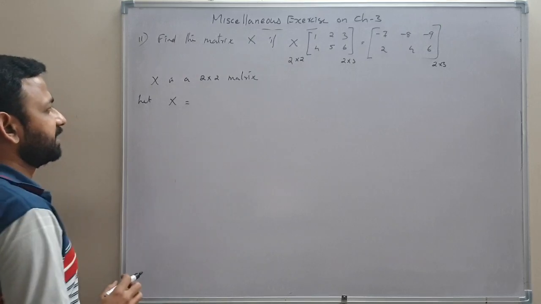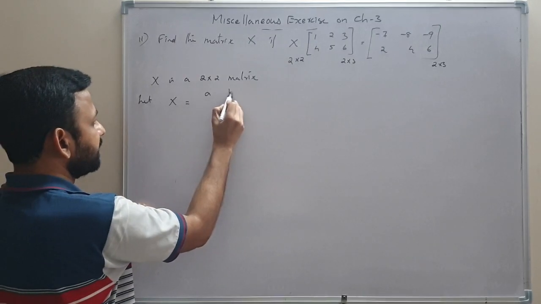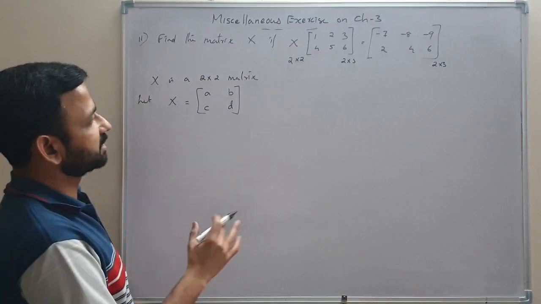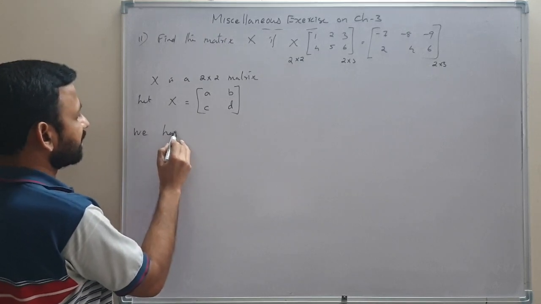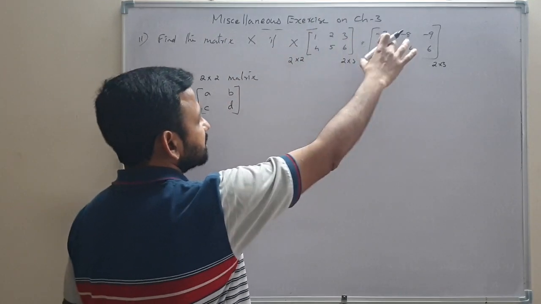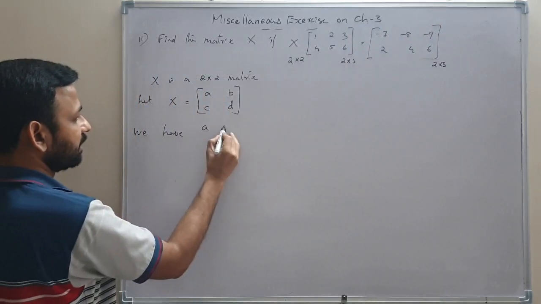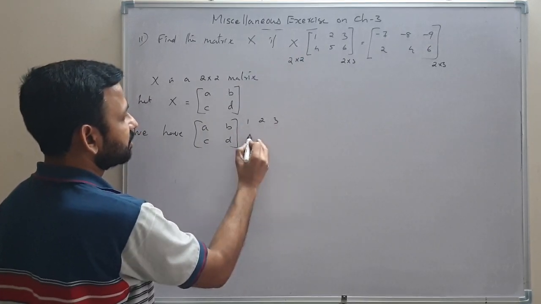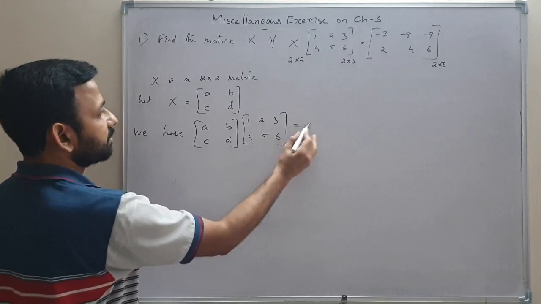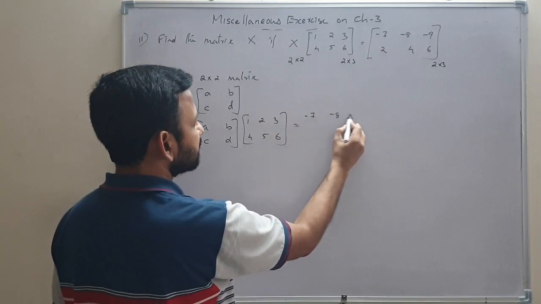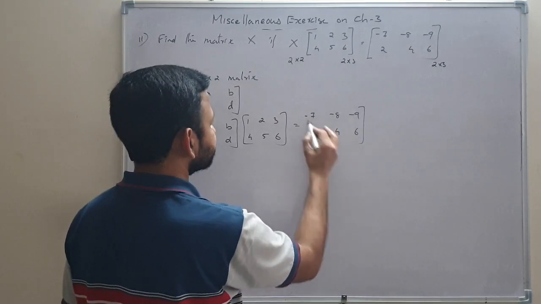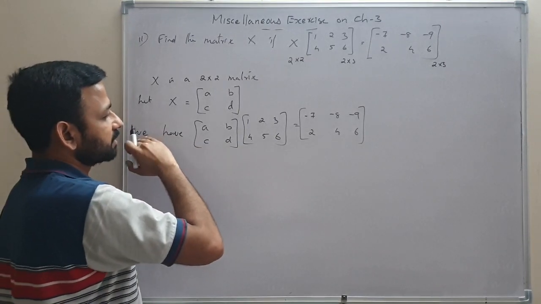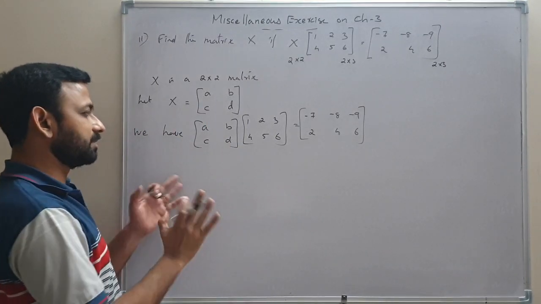Let X is equal to, if it is a 2 by 2 matrix, we can take it as [a, b; c, d]. We can take 4 variables a, b, c, d. Now we can write the equation: X into that matrix is equal to the product. So [a, b; c, d] into the matrix [1, 2, 3; 4, 5, 6] equal to the answer [-7, -8, -9; 2, 4, 6]. Now we can find the product on the left side. Here multiplication is possible.